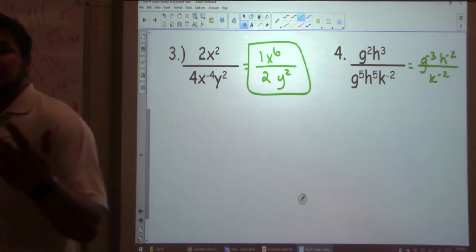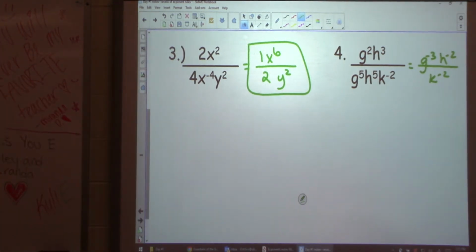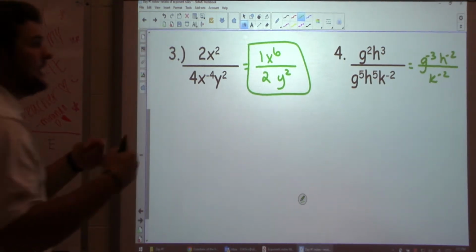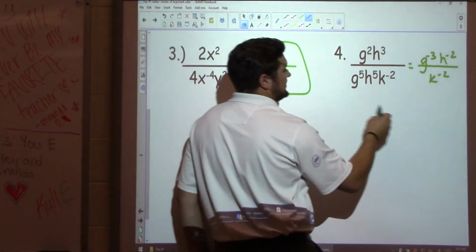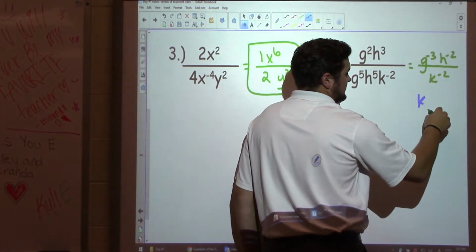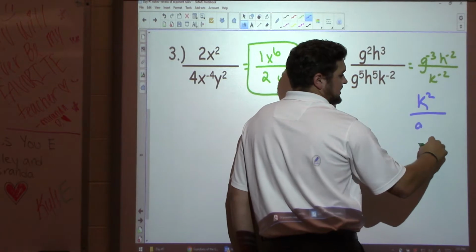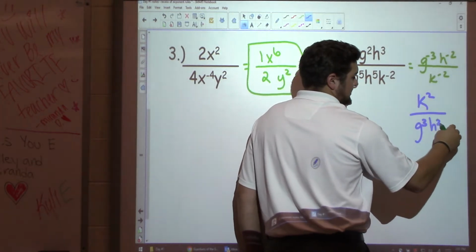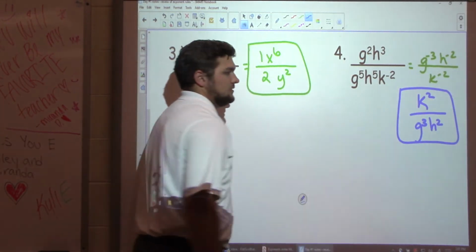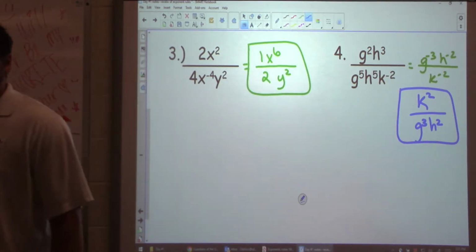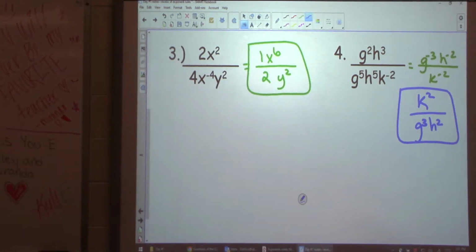So I have negative exponents, so I'm going to flip everything. Everything in the top with a negative exponent comes to the bottom. Everything in the bottom with a negative exponent goes to the top. So I get k squared over g cubed times h squared. Right? Does that make sense? Do you have any questions on that so far? I think we're over halfway done already.